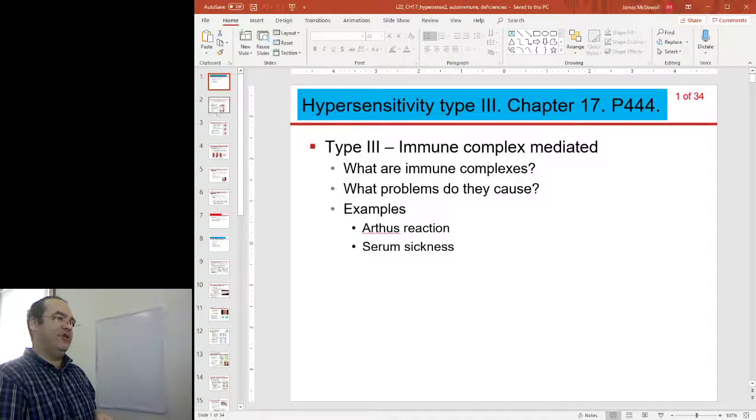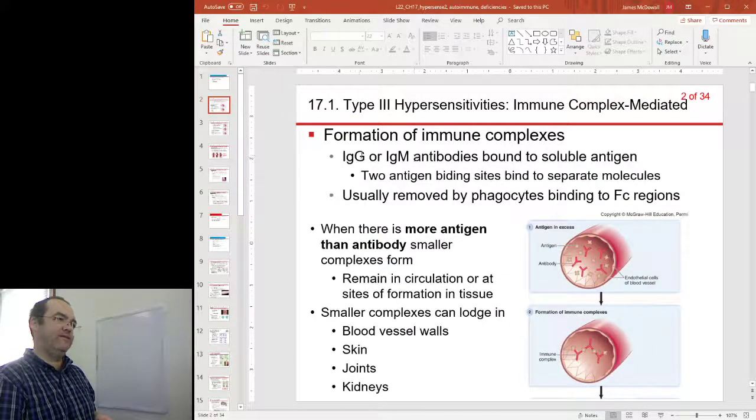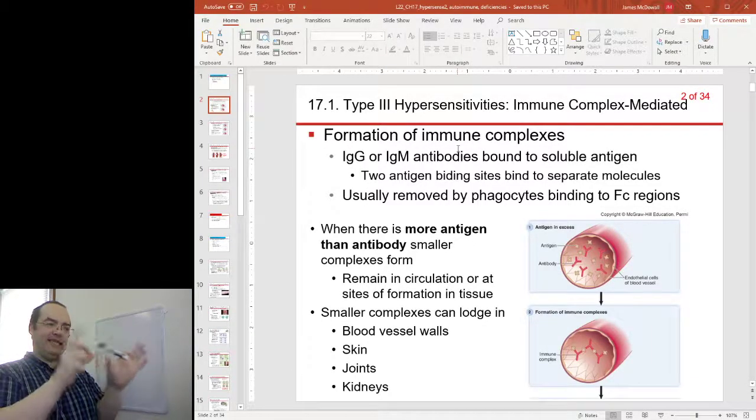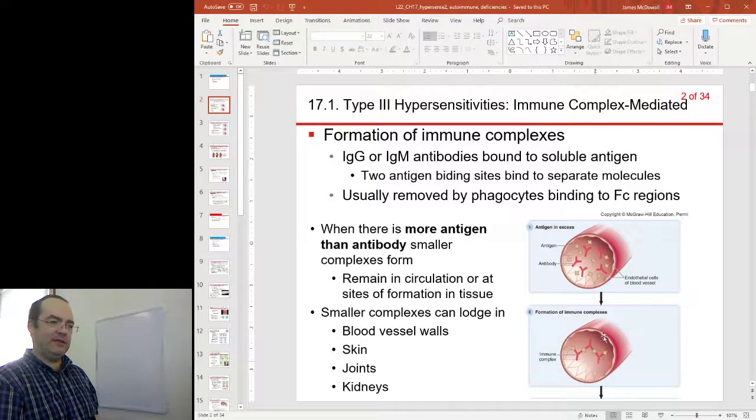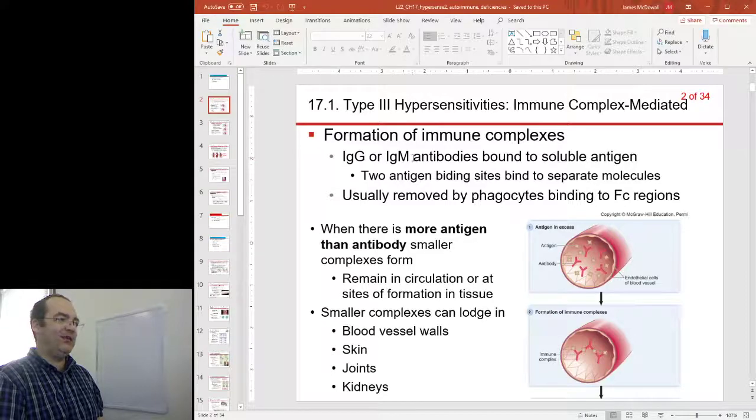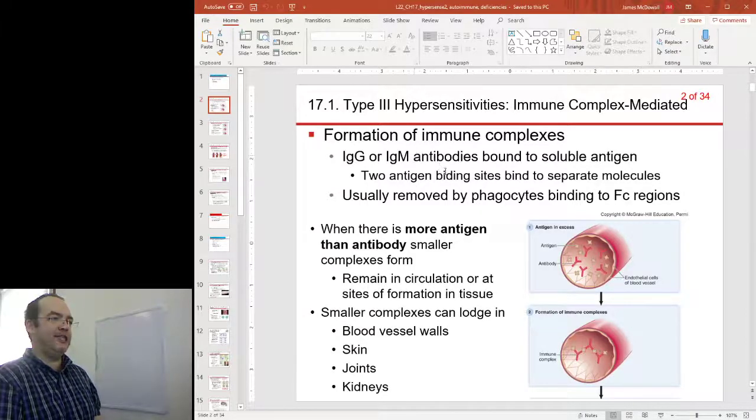So what is an immune complex? That's the first thing. An immune complex is formed when antibodies and antigens get together and they stick in these clumps, as you can see here. The two important kinds of antibodies that do this, sticking together, are IgG and IgM.